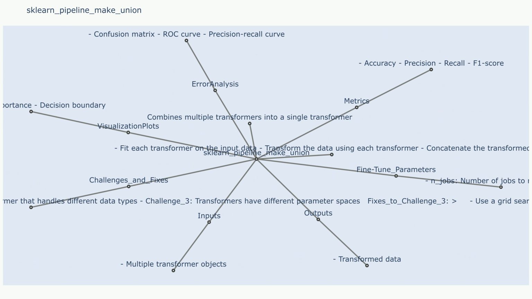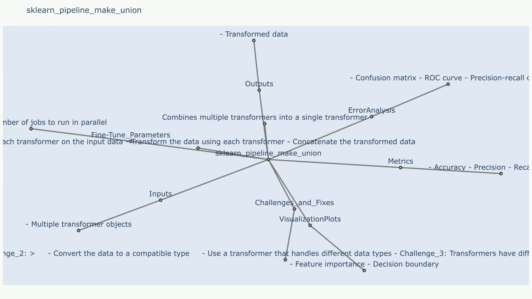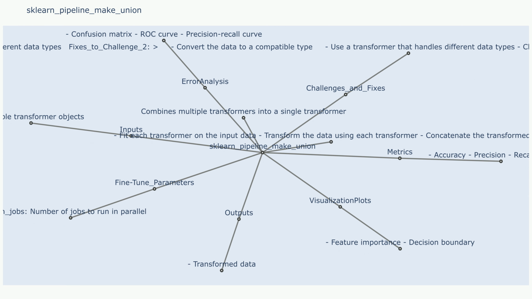Fine-tune parameters. Parameter 1: none. Make union is a function that doesn't have any adjustable parameters. The parameters to fine-tune are associated with the individual transformers within the list. Parameter 2: none, not applicable. Uncertainty methods. Uncertainty method 1: none. Make union is a transformer and doesn't provide any built-in uncertainty quantification methods. You might use uncertainty methods on the final estimator or on the transformed data separately. Uncertainty method 2: none, not applicable.